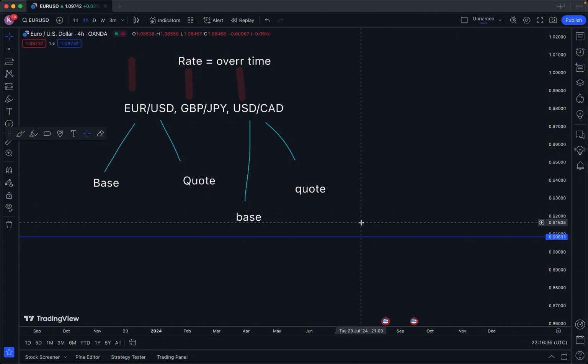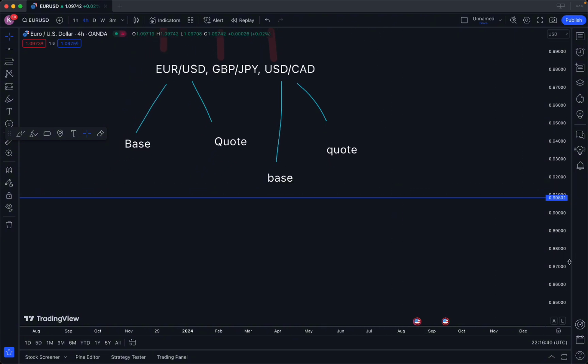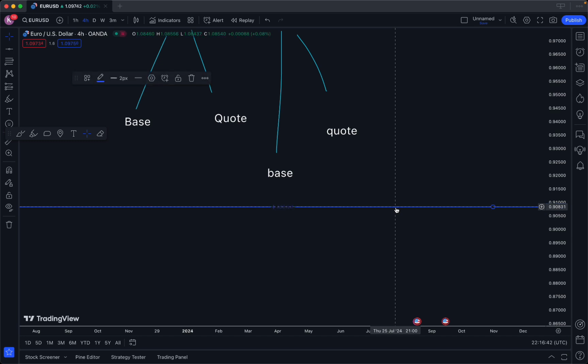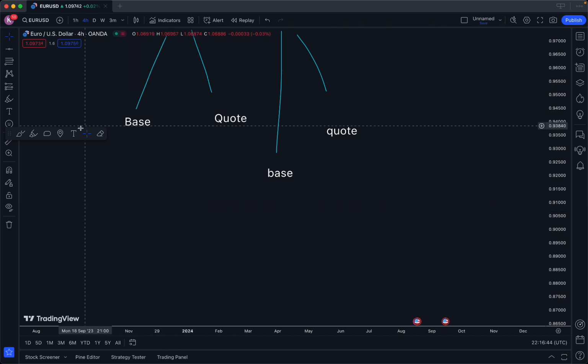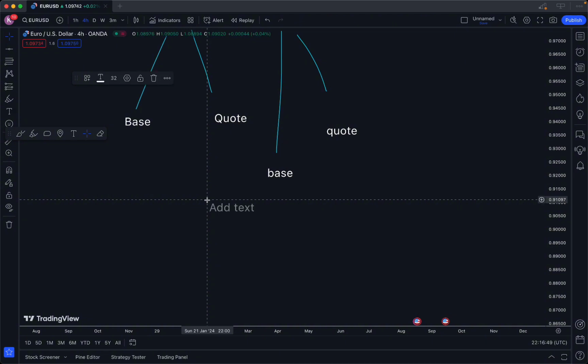We have about five different types of currency pairs, but for the sake of this video, I'm going to talk about only 3 main types of currency pairs. So we have the major pairs, the minor pairs, and the exotic pairs.